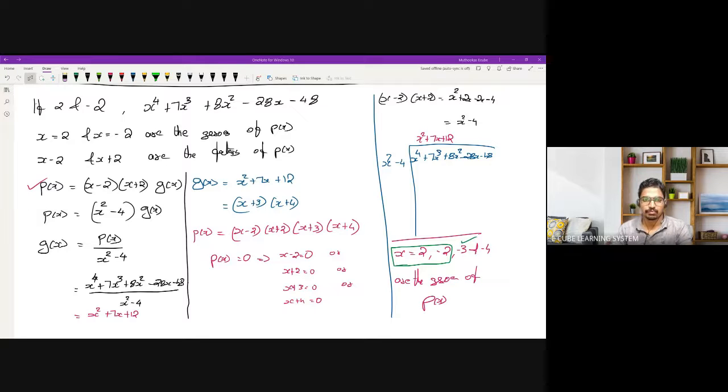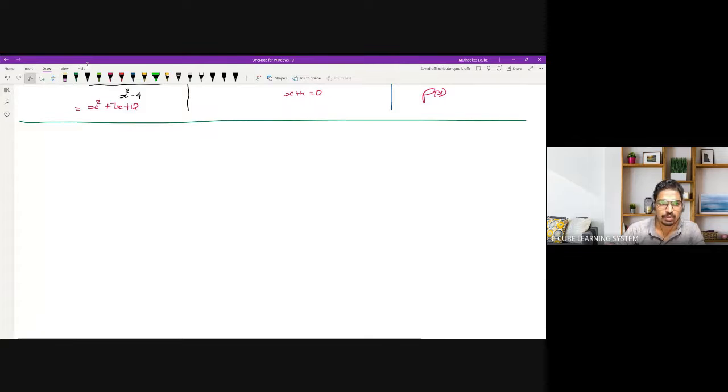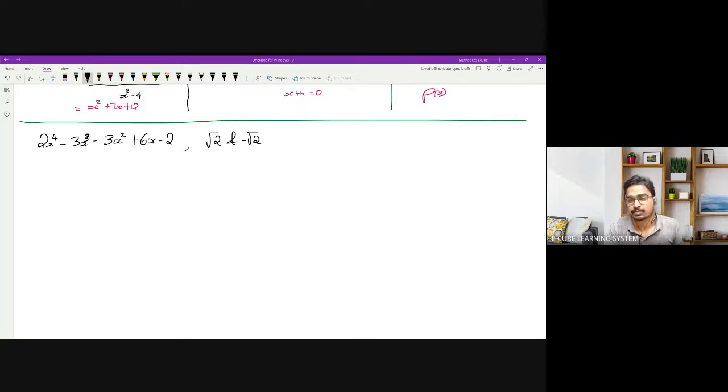Find all zeros of the polynomial 2x raised to 4 minus 3x cube minus 3x square plus 6x minus 2, if root 2 and minus root 2 are the zeros of the polynomial.